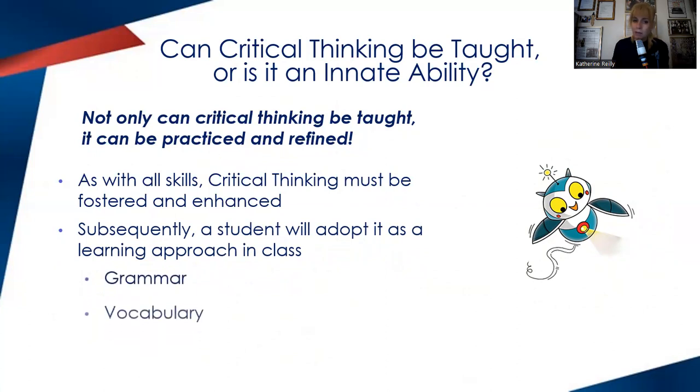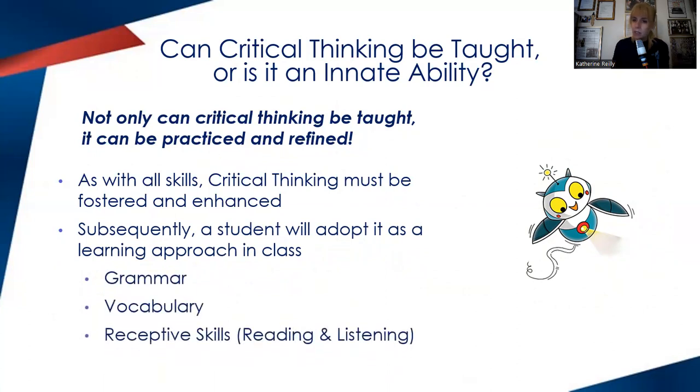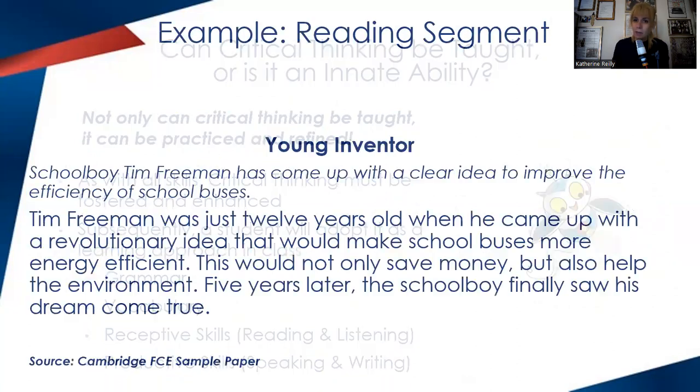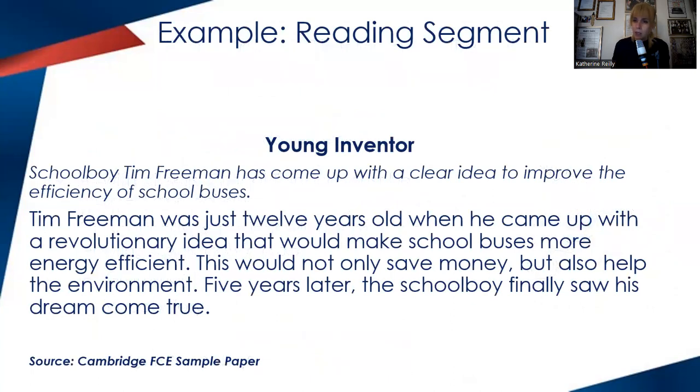It can be used in grammar, vocabulary, in receptive skills like reading and listening, and of course, productive ones like speaking and writing. I took the liberty of using this FCE Cambridge sample paper, and we are going to analyze the first paragraph only of a reading comprehension. Now, this text is labeled The Young Inventor, and we're going to use the critical thinking model, the one that we lightly borrowed from Bloom's taxonomy and restructured in our own way.